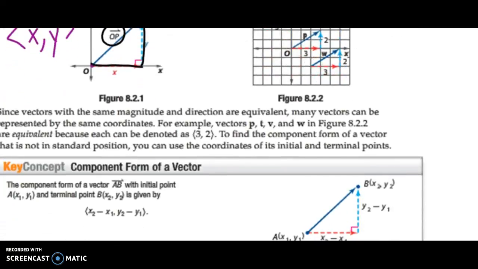So we can find the component form of a vector if we know our initial point (x1, y1) and our terminal point (x2, y2). Essentially, all we do is find the difference between x2 and x1 and the difference between y2 and y1. And that's how we write it in component form.